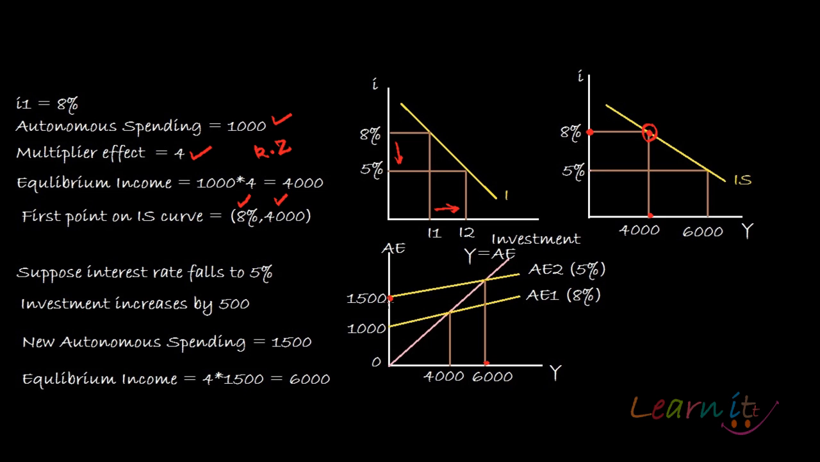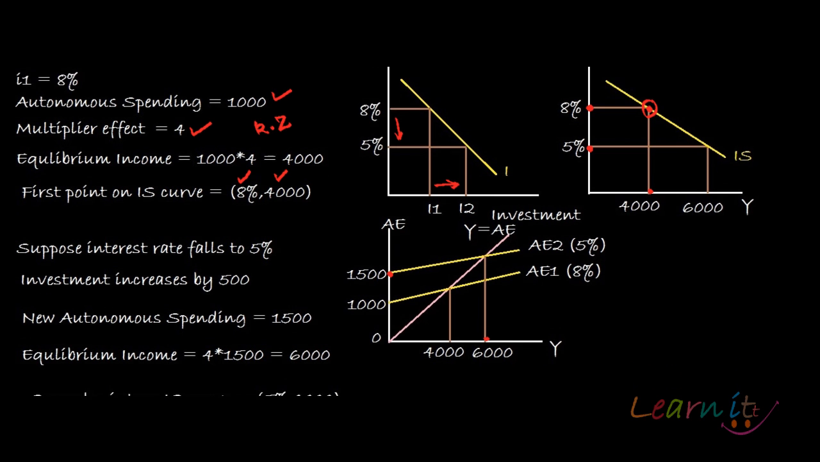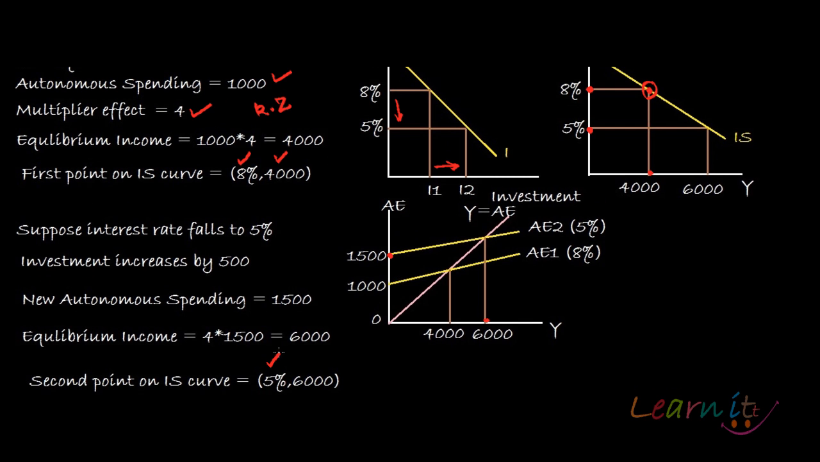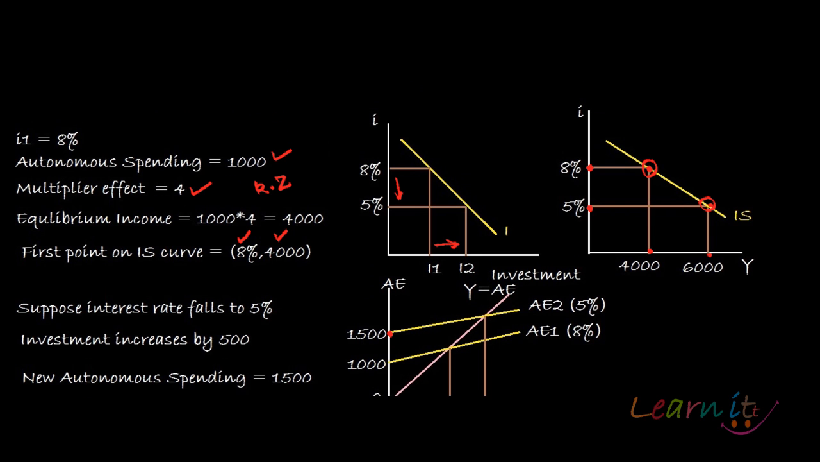Fine. So at this level of interest, this is the second point on our IS curve. When the interest rate is 5%, the level of equilibrium income is 6000. So you can connect these two points in order to get an IS curve. You can connect 8%, 4000 and 5%, 6000 in order to get the IS curve.